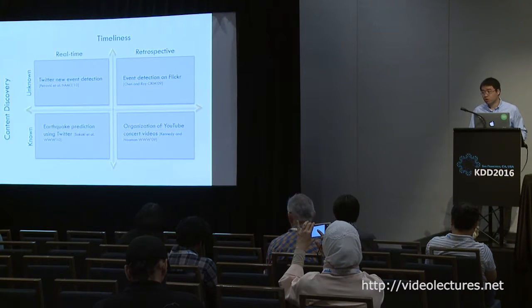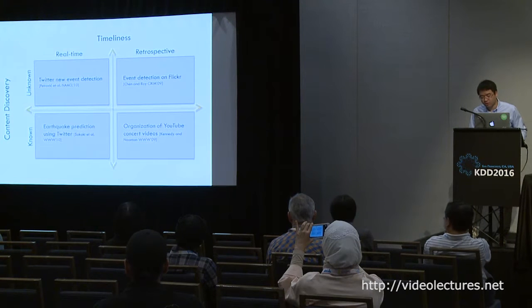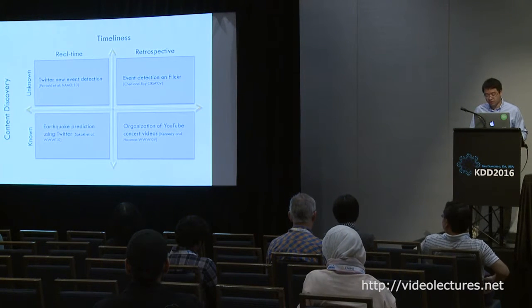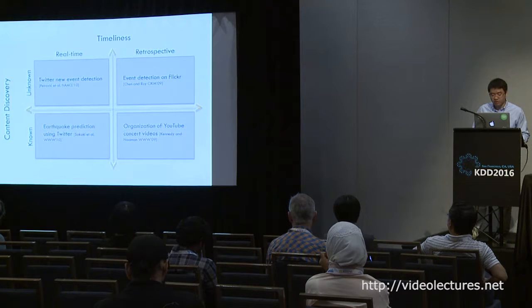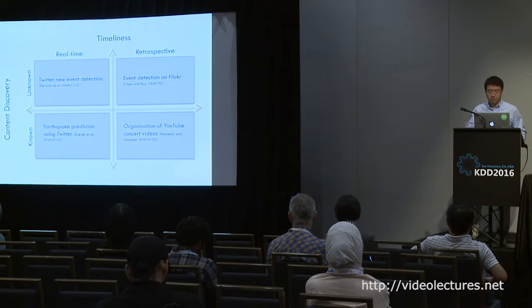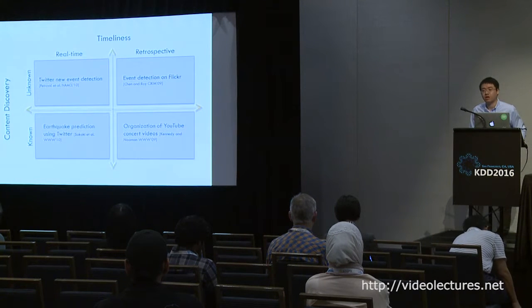For the unknown or unspecified retrospective events, we also have work on event detection on Flickr. And for the known new events, there is a very seminal work proposed by Sakaki, as also you highlighted, for detecting earthquakes using Twitter. Why do we call it known events? Because this type of algorithm depends on specific keywords to track the events. So they know what kind of keywords they should track.